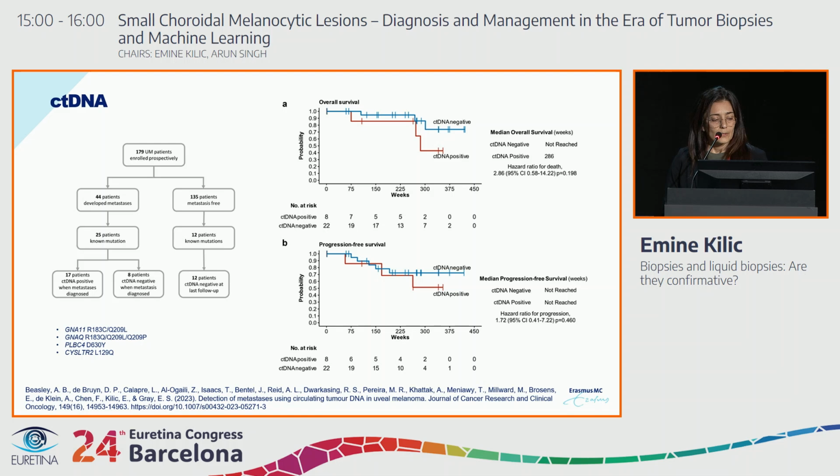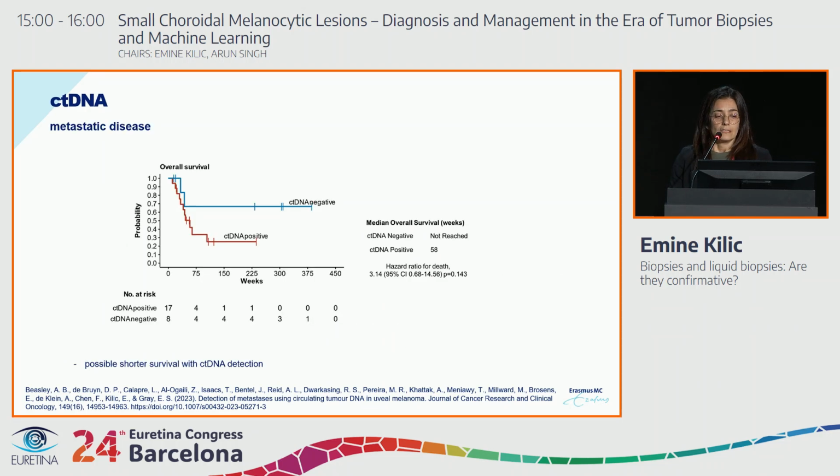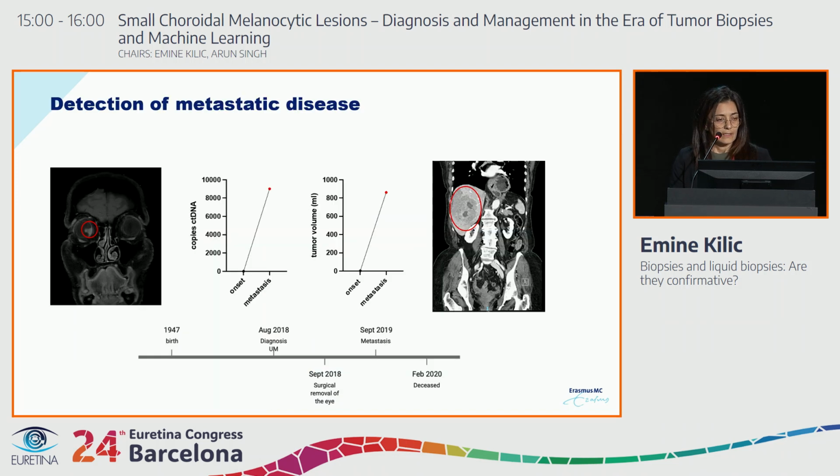And this is another study which we collaborated with a group from Australia, where we saw that the ctDNA negative patients had better survival compared to the ctDNA positive patients. And if we look at the time of metastatic disease, the patients with metastasis, if they were ctDNA negative, they even had a better survival. There aren't that many patients. And this is just an example of the patients.